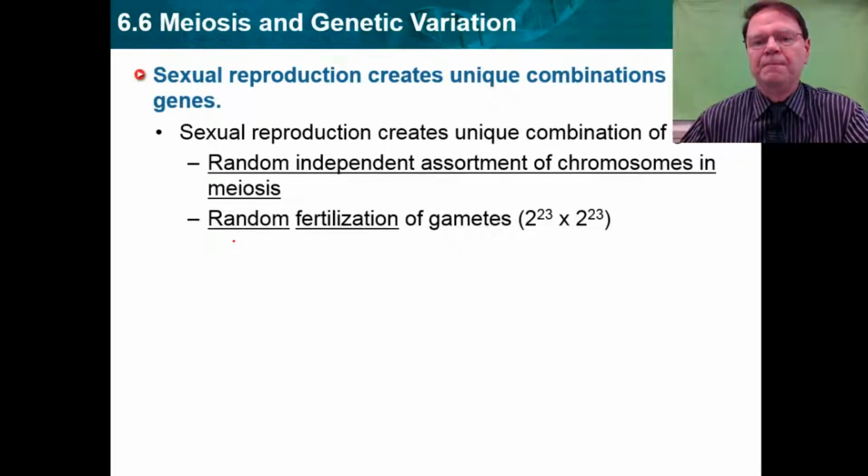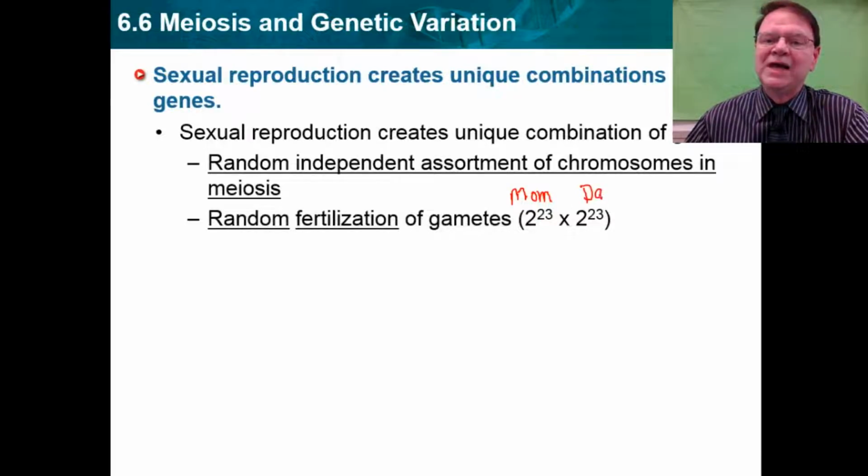And so think about it. Mom produces, you have pictured here, let's say this is mom. She produces a potential combination of 2 to the 23rd power gametes. Okay? Because she has 23 kinds of chromosomes and they come in pairs. So does dad. Okay? So we have, from the result of this independent assortment then, we have 2 to the 23rd combinations coming from each parent.